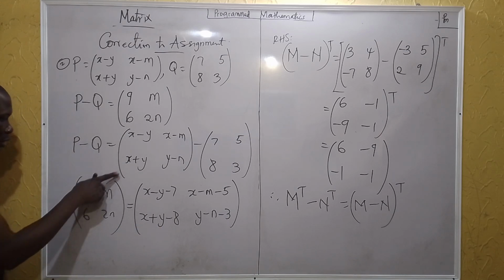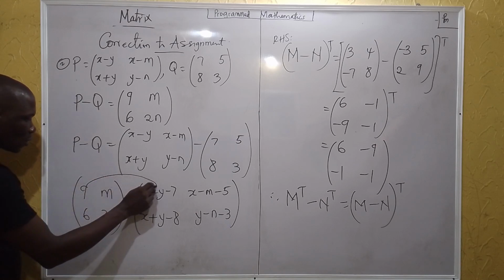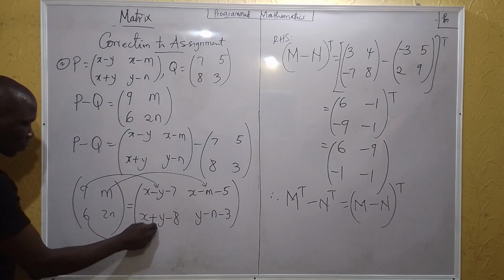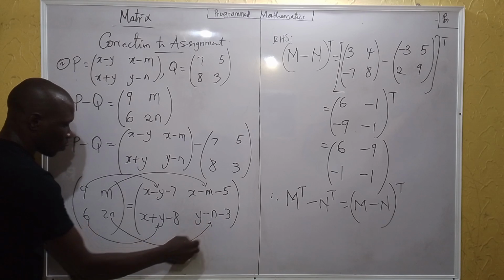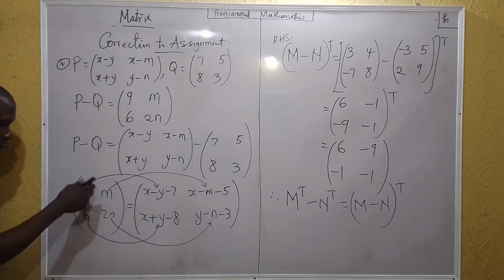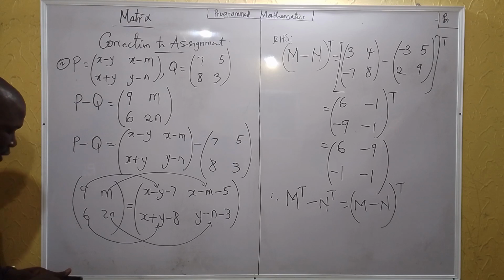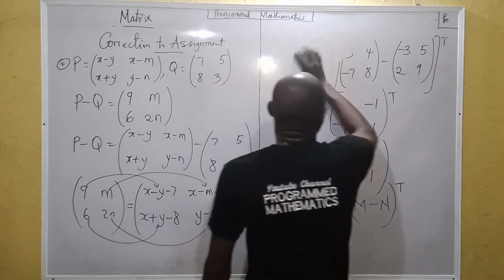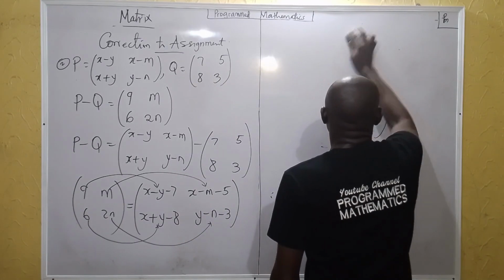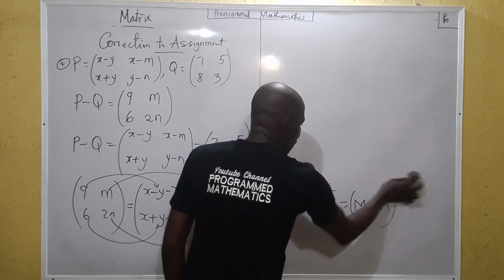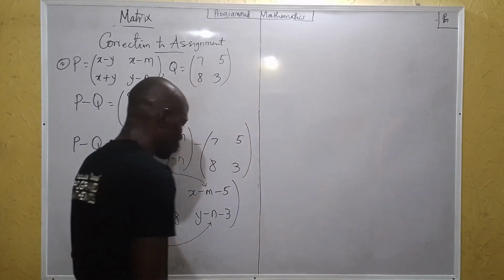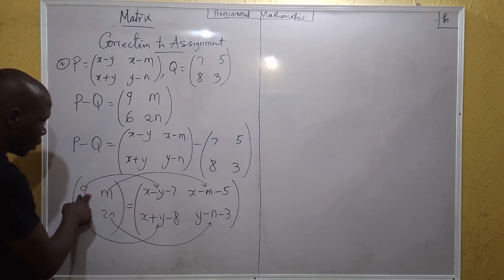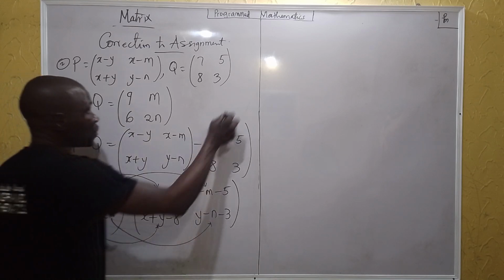And if the two matrices are equal, this simply means 9 is equal to this, m is equal to this, 6 is equal to this, and 2n is equal to this. If you have tried this question yourself, your steps should be the same as mine here. If we pair the elements now, we are going to have a simultaneous equation. So for 9 here, 9 is equal to x minus y minus 7.